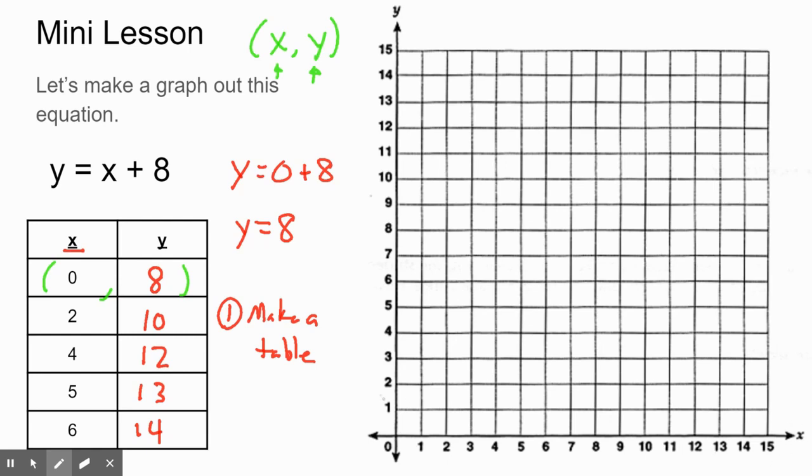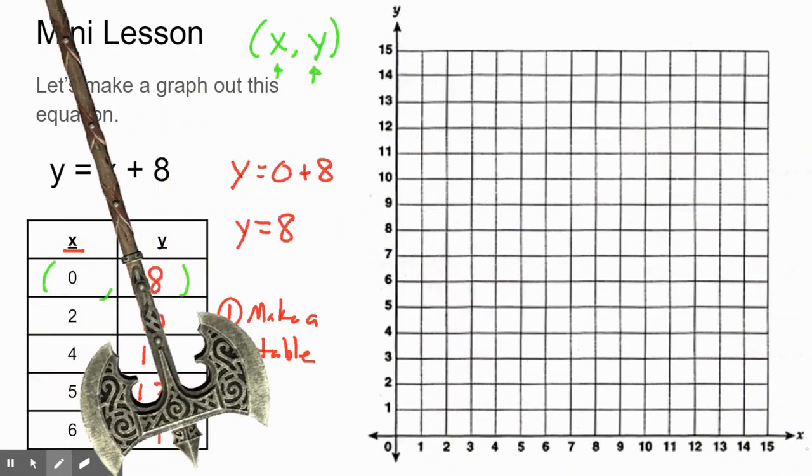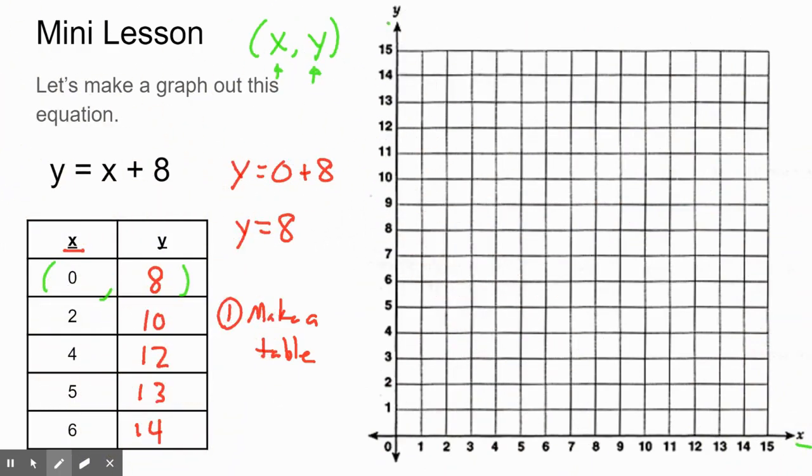Don't forget to label your axes. No, not that kind of axes. I mean the x and y axes. So we're going to start at x is equal to 0. Our y value is 8, so we're going to go up to 8. We're going to put our first point right here. Next, we do the same thing for 2 and 10. So we go to 2, we go up to 10. And this is where our next point is.